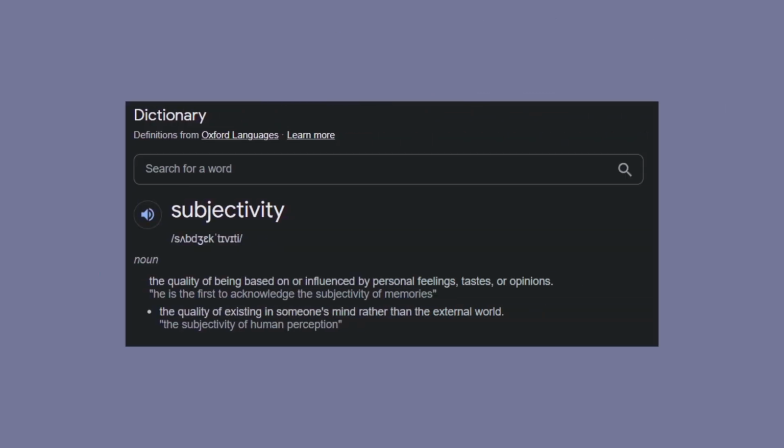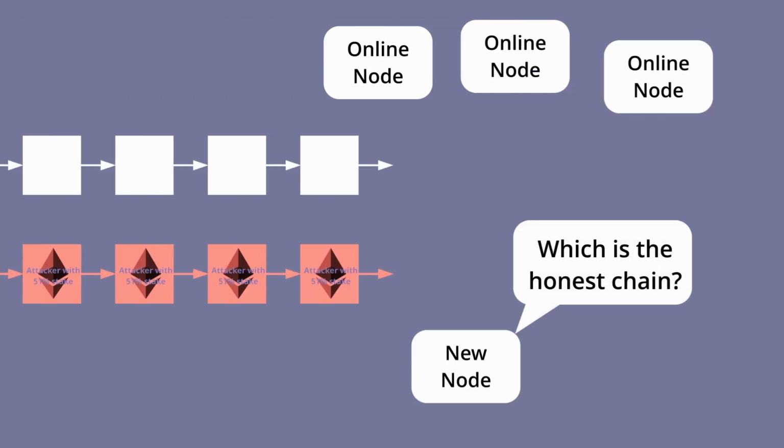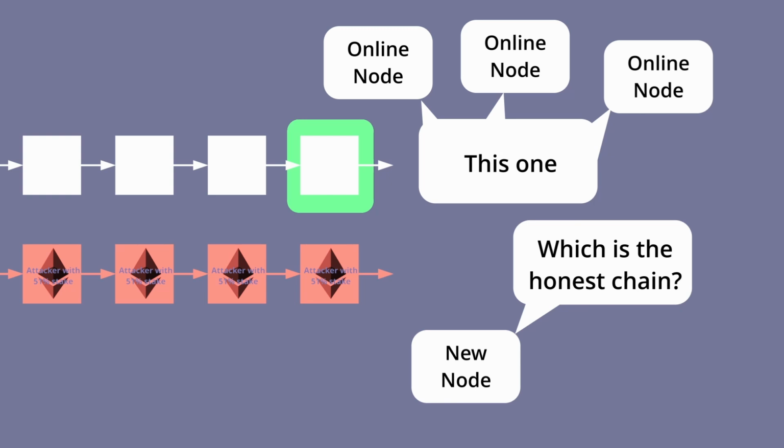The way Ethereum deals with this is by introducing a small level of subjectivity for nodes joining or rejoining the network. They need to ask other nodes for an identifier from the latest block in the honest chain in order to figure out which fork to follow.